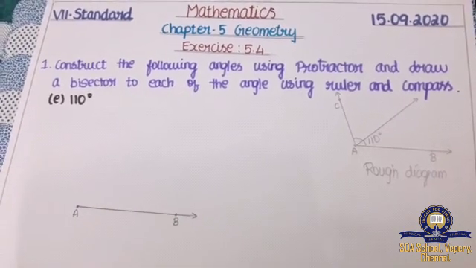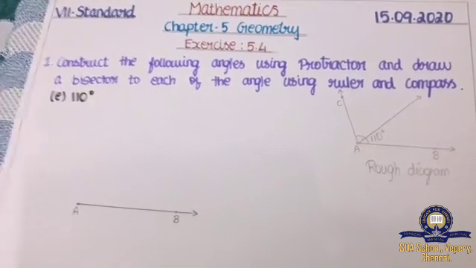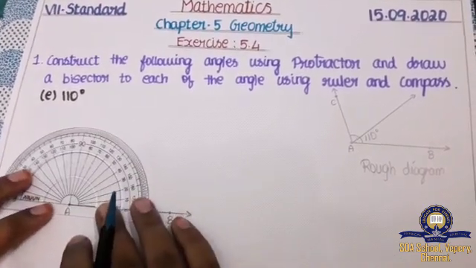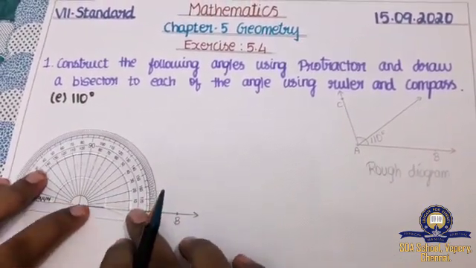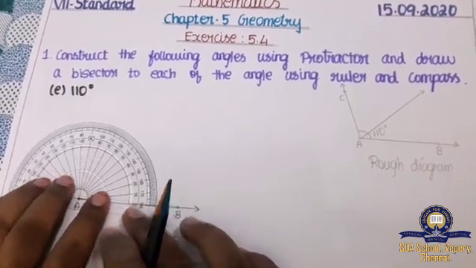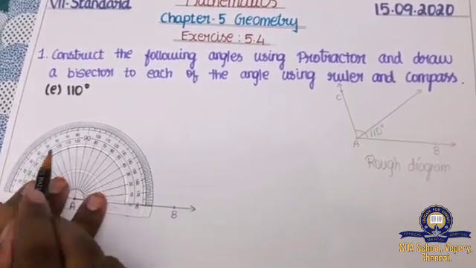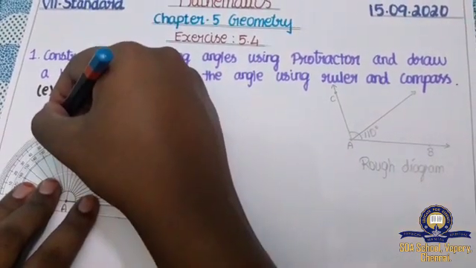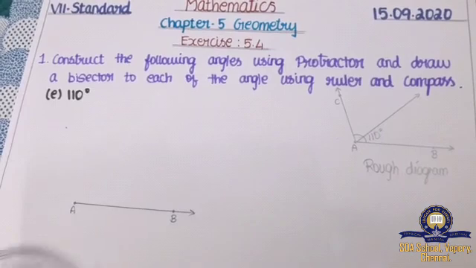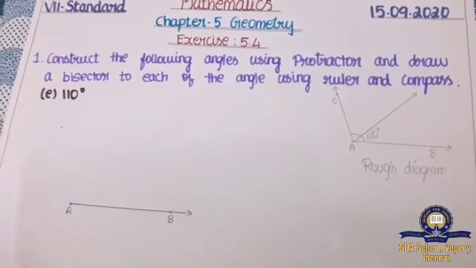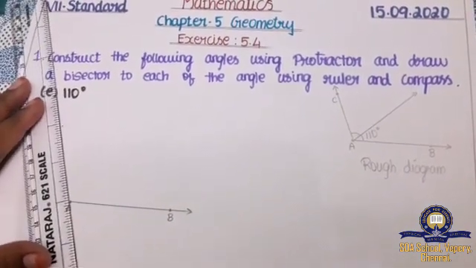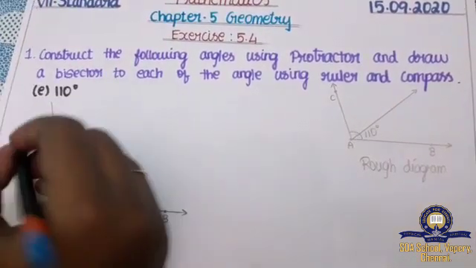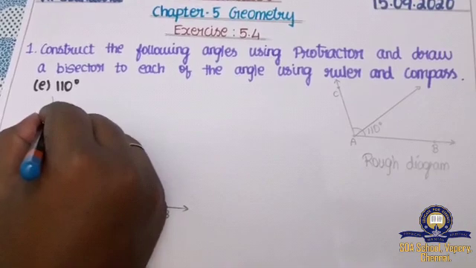Now, with A as center, we need to mark the angle for 110 degree. So here, where is the 110 degree? Here. So we need to mark the point at 110 degree, and by using the scale, we need to join this line and mark the point as C.